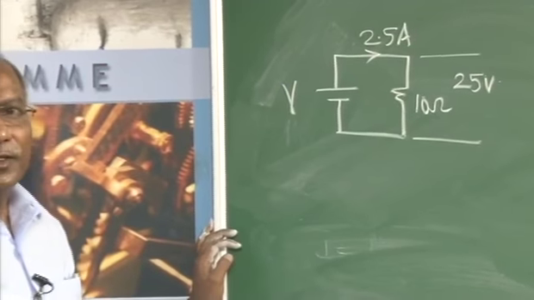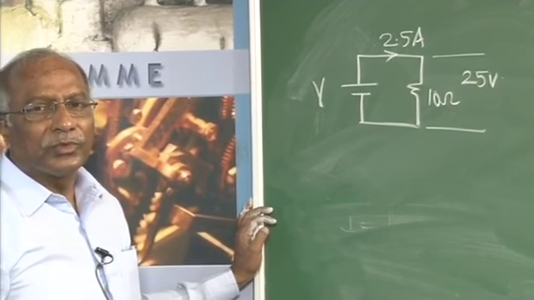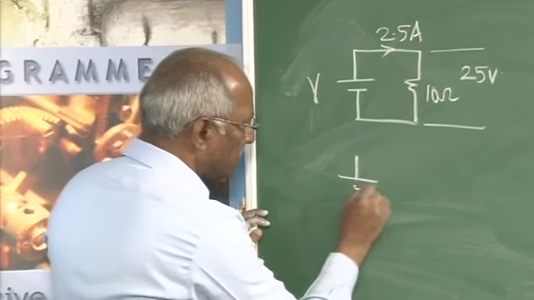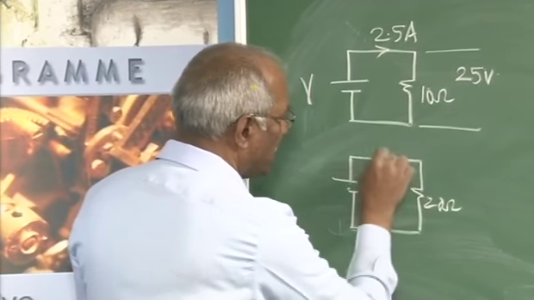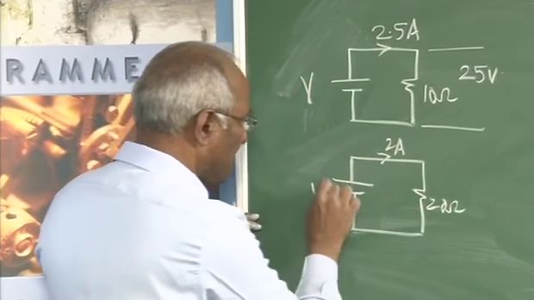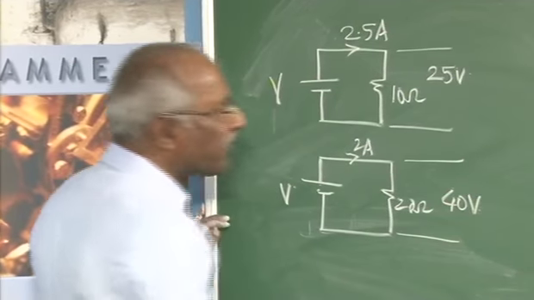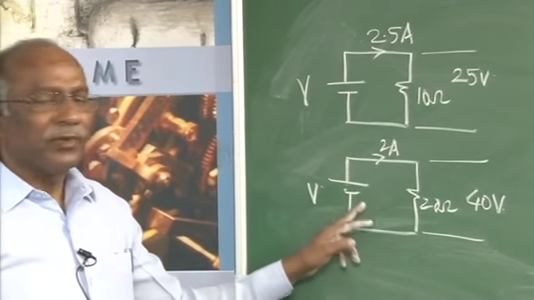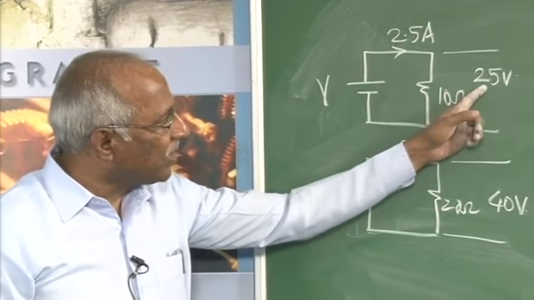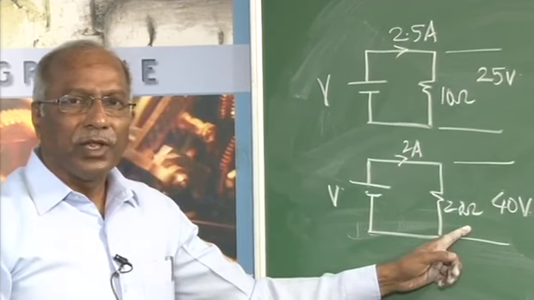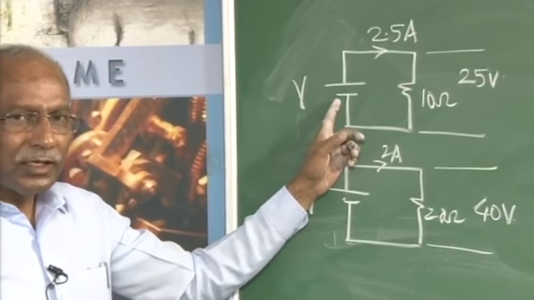In the second case, when the load resistance is increased to 20 ohm, the current drops to 2 amperes. This is 20 ohm, this is 2 ampere, and this is the same V. Now, you will observe the voltage is 40 volts, which cannot be possible. In an ideal source, this voltage should also have been 25 volt.